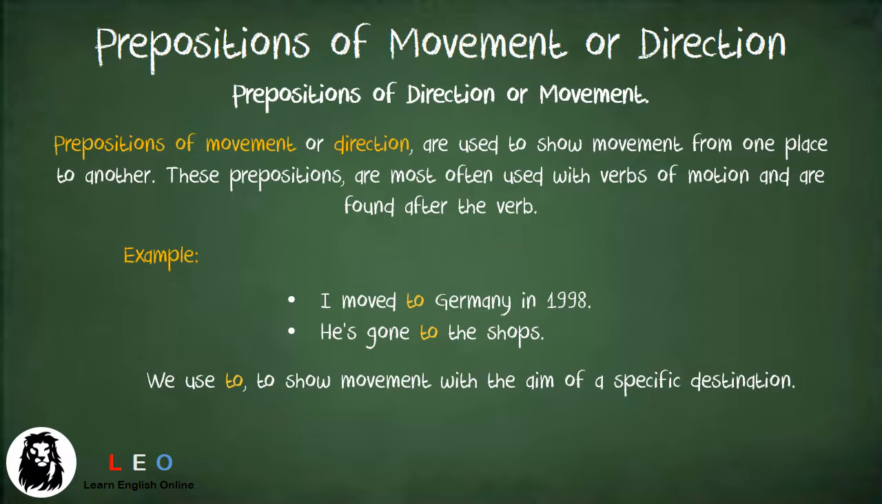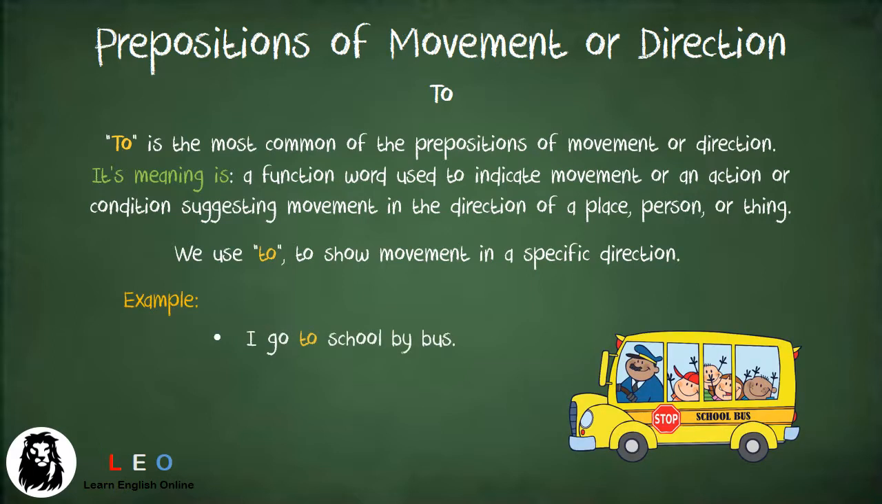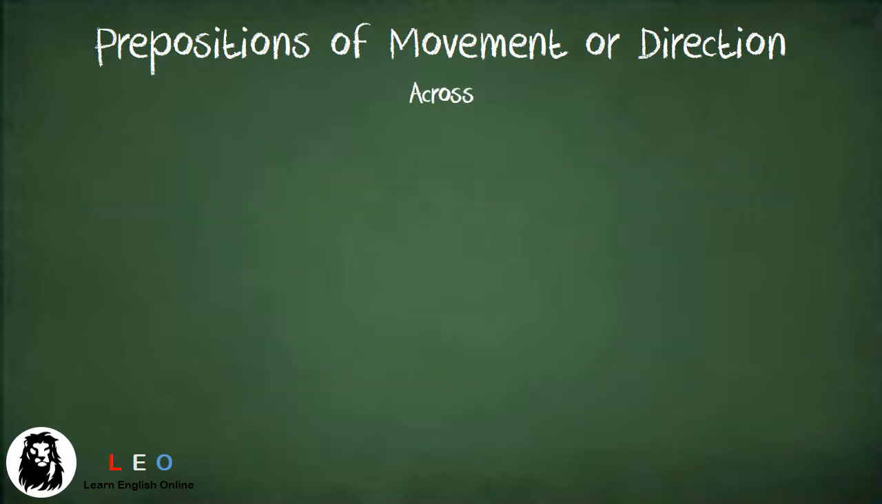There are several other prepositions of movement. Let's study them. To is the most common of the prepositions of movement or direction. Its meaning is a function word used to indicate an action or condition suggesting movement in the direction of a place, person, or thing. We use to show movement in a specific direction. For example, I go to school by bus. You walk to work every day. They came to the wedding. Sophia flew to Canada.